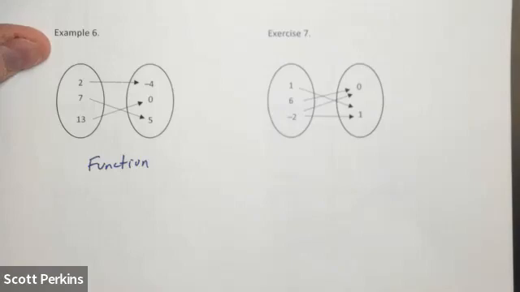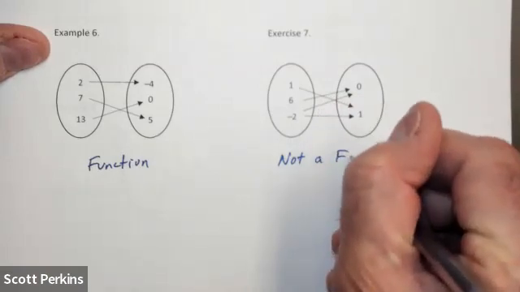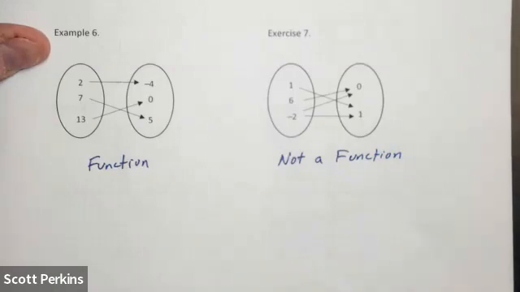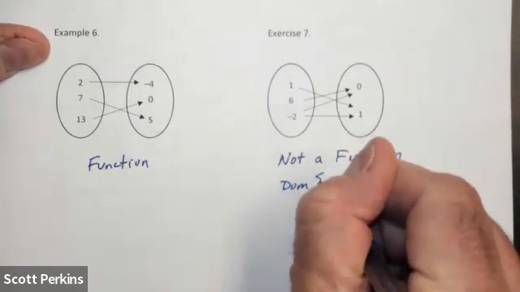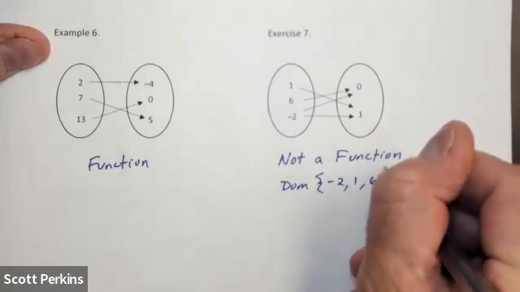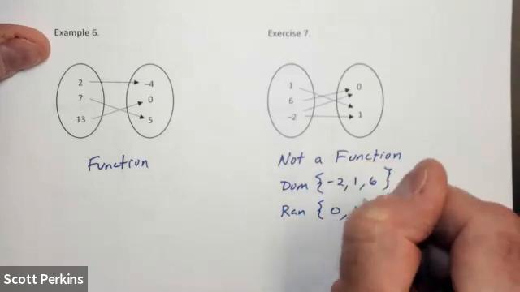Okay, exercise 7, is exercise 7 a function or not a function? Why? Which one violates it? Yeah, -2. -2 has 2 arrows leaving it. That means that it is related to 2 y values. And so the domain and the range, the domain are just the x's on the left, -2, 1, 6. The range are the y values on the right, 0 and 1.